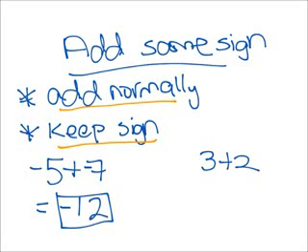And then I would do 3 plus 2. So again, just add normally. That would give me 5. And since they were both positives, this is a positive 5.